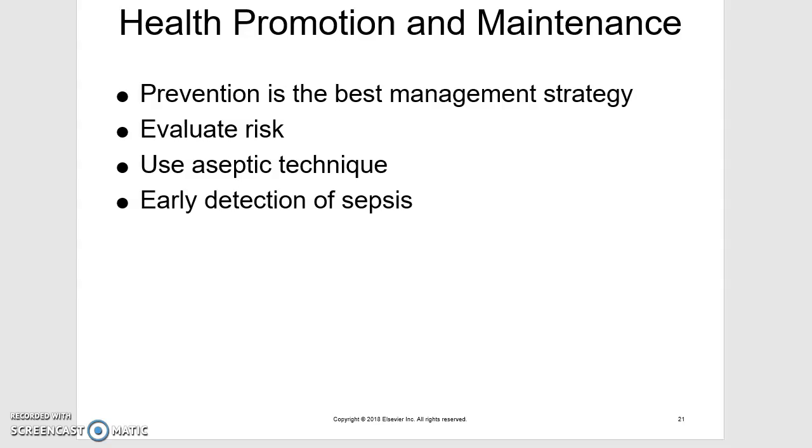Under health promotion and maintenance, prevention is the best management strategy for sepsis and septic shock. Evaluate all patients for their risk for sepsis, especially older adults. Use aseptic technique during invasive procedures and when working with non-intact skin and mucous membranes in patients with reduced immunity. Remove indwelling urinary catheters and IV access lines as soon as they are no longer needed. Ensure that patients receiving mechanical ventilation are weaned from the ventilator as soon as possible.